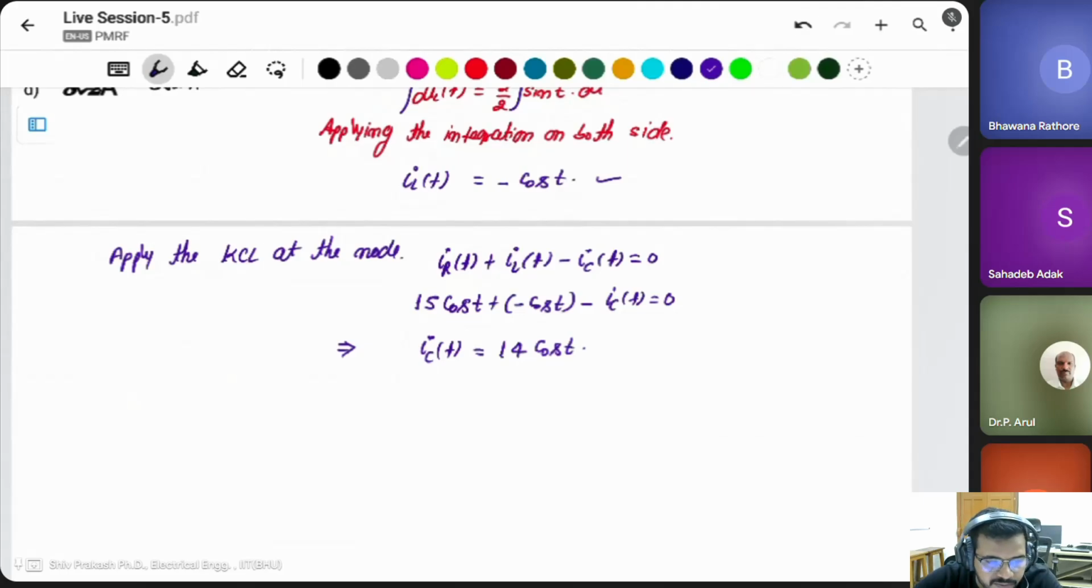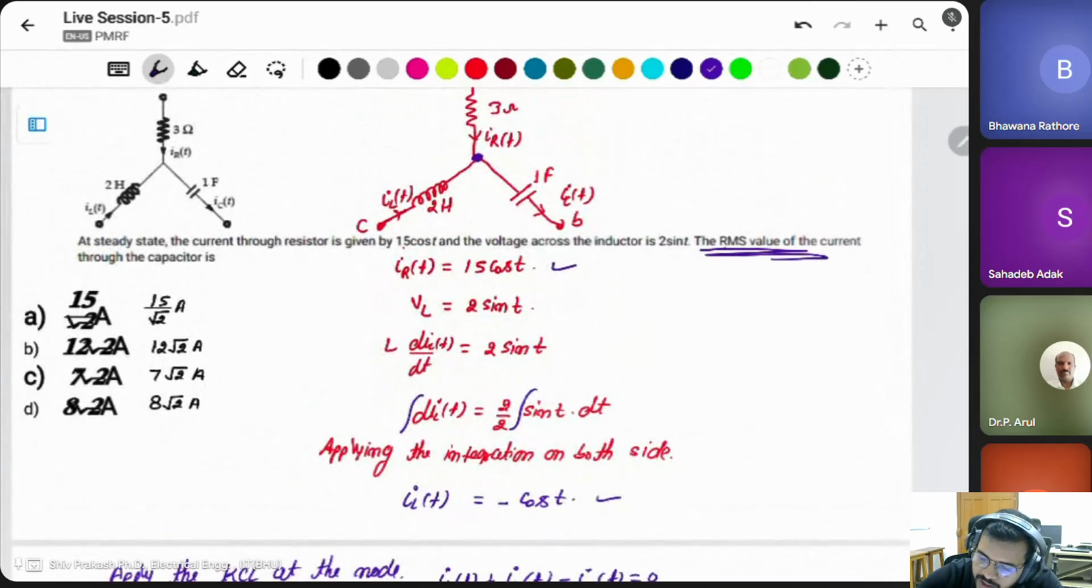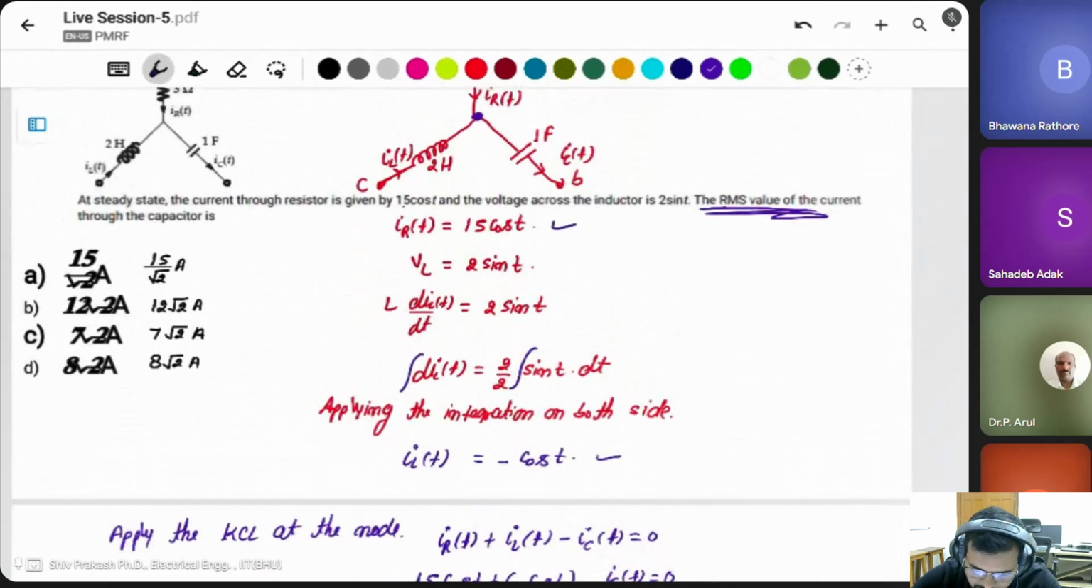But the question is asking for the RMS value of the current. RMS value means magnitude divided by root 2. This will be 7 root 2 ampere. Okay, and this is the answer.